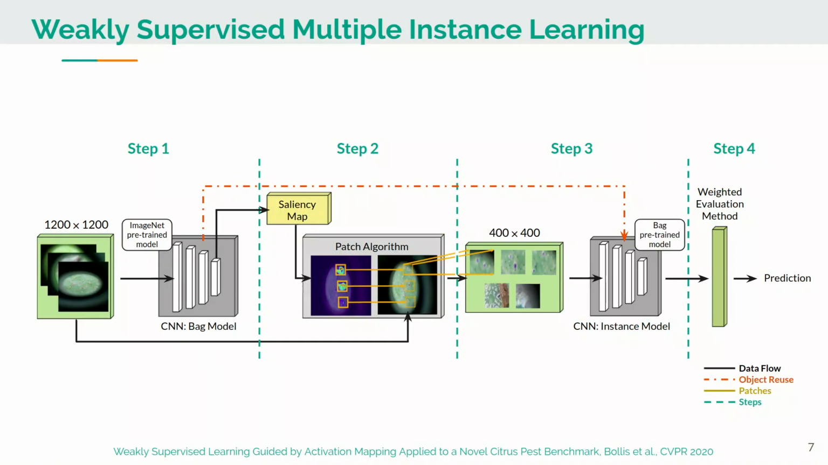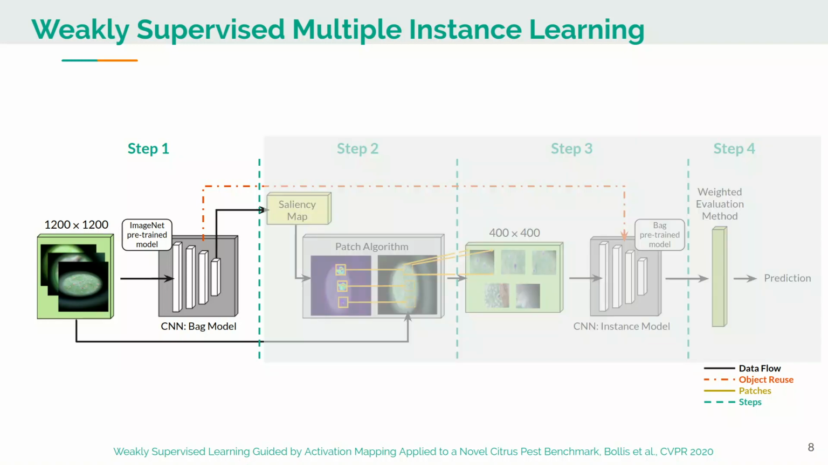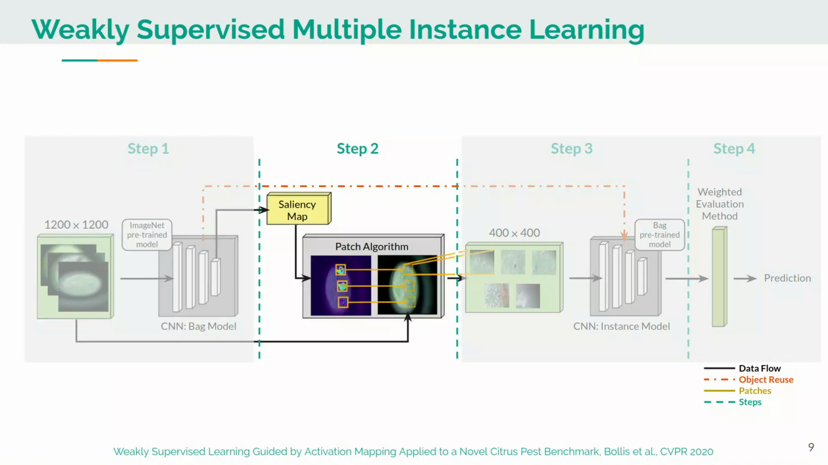The second contribution of our work is the development of a weakly supervised multiple instance learning method guided by salience maps. The first step of the process is to train a CNN model pre-trained on ImageNet that we call the bag model. After, we use the bag model to produce a salience map, which will serve as an input to our Patch-SaliMap. The Patch-SaliMap uses the salience maps to select patches with a size smaller than the original image to train a new model in step 3.